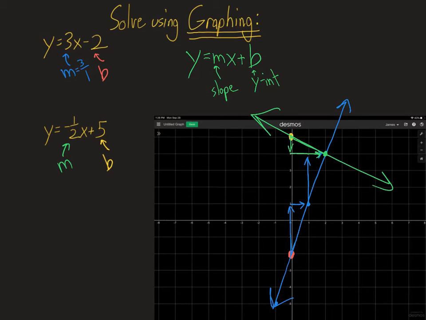What's the solution to my system? It's right there, I just have to read the graph. X value of 2, y value of, let's just make it legible to read, y value of 4. That's the solution to the system of equations when I graph to find it.